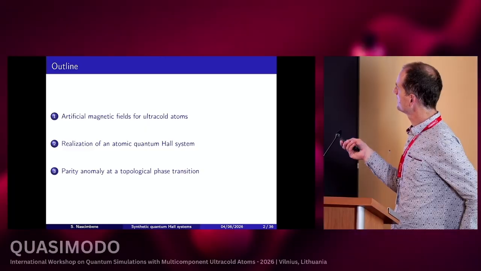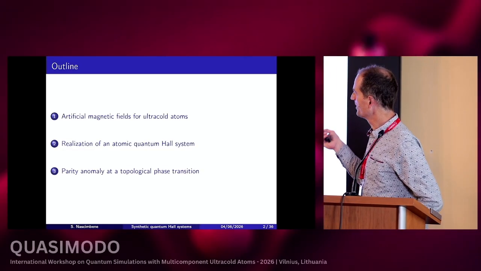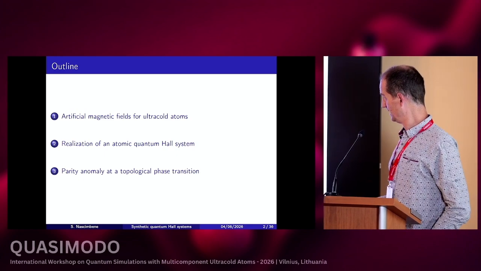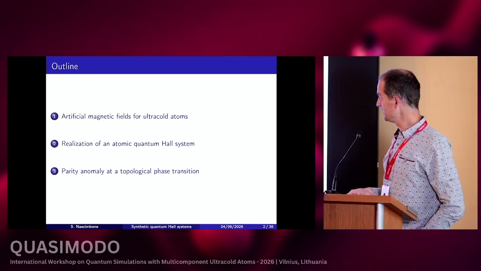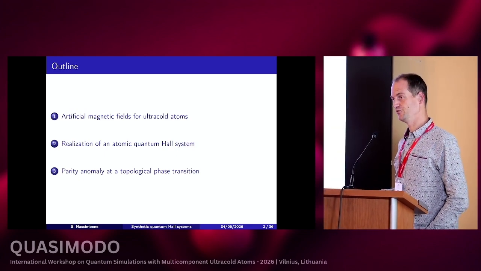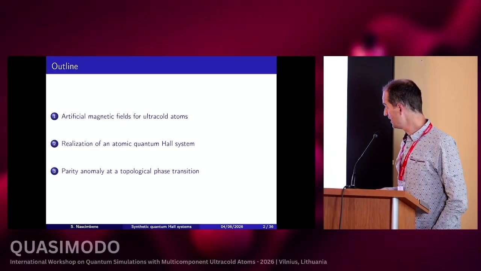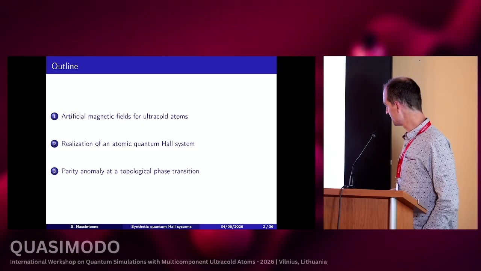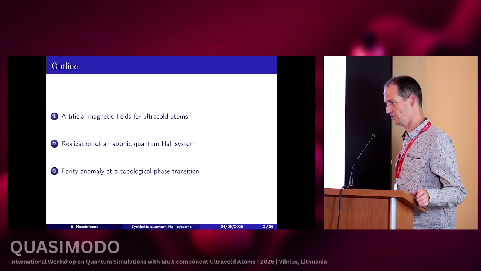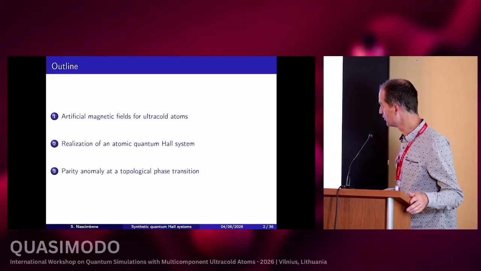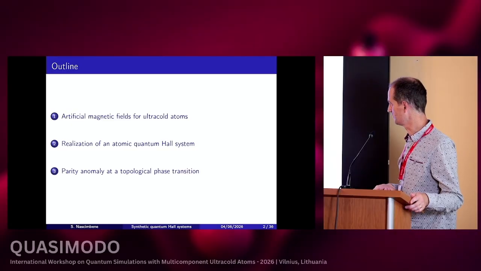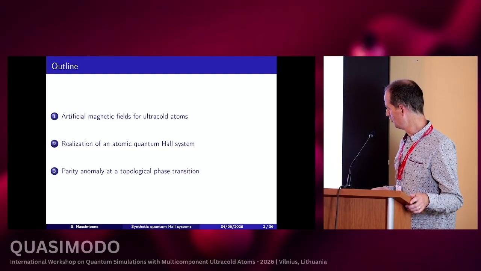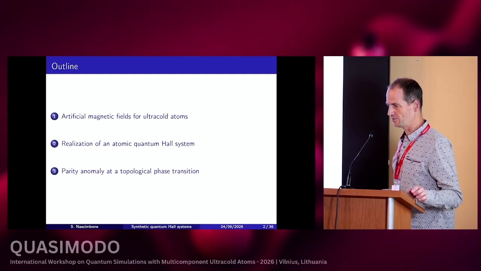So I will start by reminding you maybe the different techniques that have been set up to simulate magnetic fields for ultra-cold neutral atoms. Then I will tell you how we implemented that using the concept of synthetic dimensions using an atom, dysprosium, which has a very large number of internal states. And then I will present to you a more recent project about the study of topological phase transition.